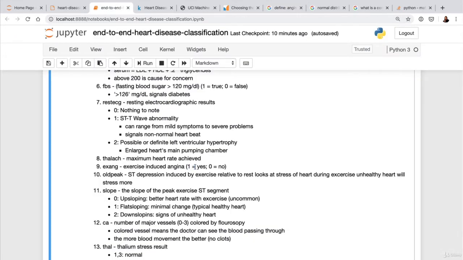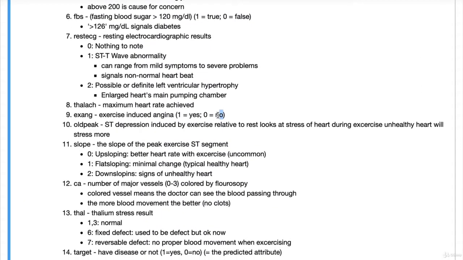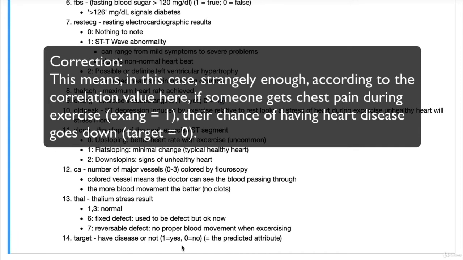Exercise-induced angina, 1 equals yes, 0 equals no. So do you get heart pain when you exercise? If you do, that's a 1, and if you don't, that's a 0. There's a negative correlation according to our correlation matrix. I'm saying correlation a lot, I know. So Xang, compared to the target value, do they have disease or not, is negatively correlated. That means as Xang goes down, the target should also go down.